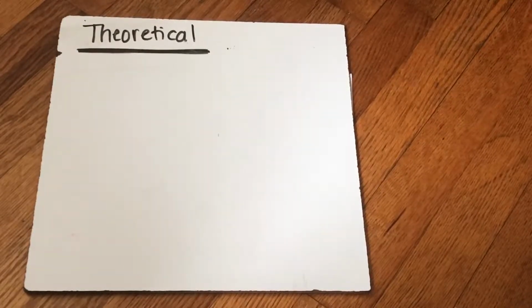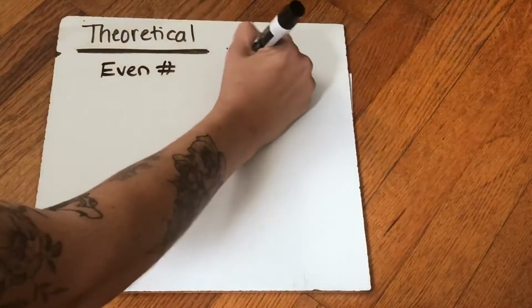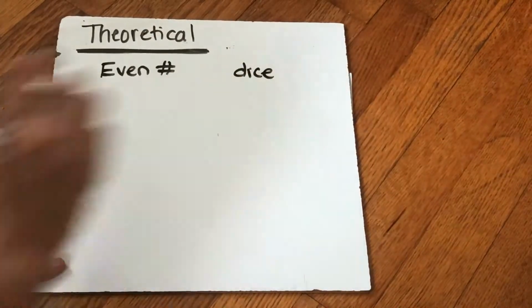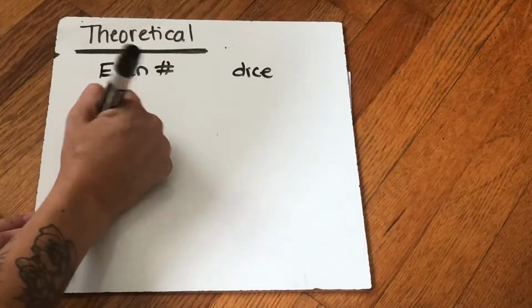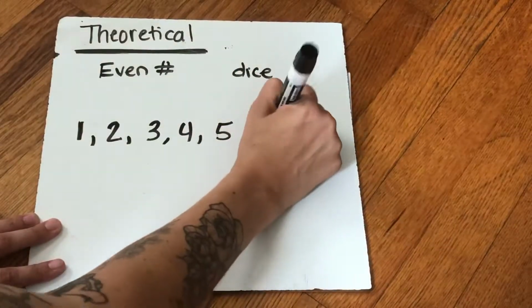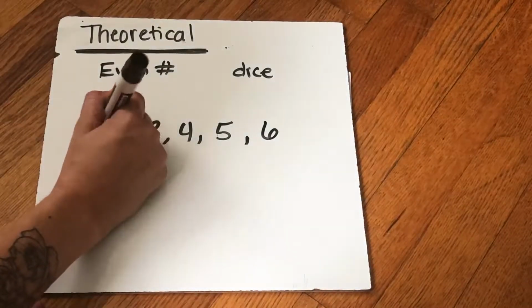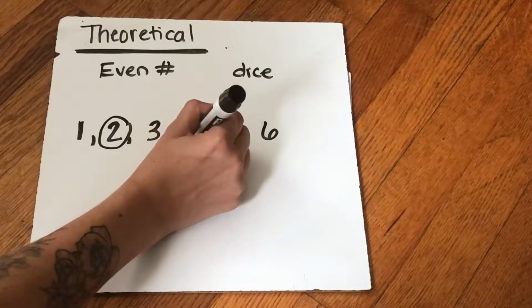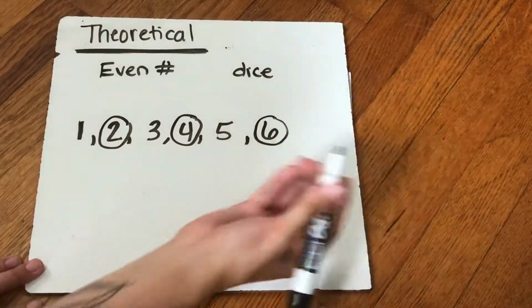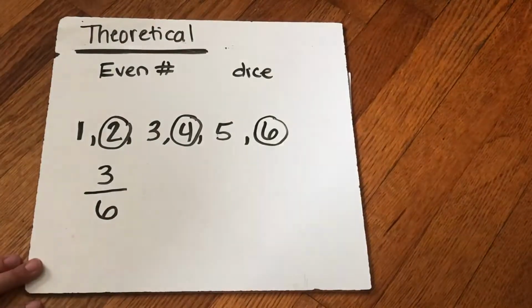So I'm going to solve it the theoretical way now. It said, what was the probability of rolling an even number? So I'm looking for an even number on a dice. Well, I know that dice have 6 options. I can roll a 1, a 2, a 3, a 4, a 5, or a 6. And I'm looking for even numbers. So 2 is even, 4 is even, and 6 is even. So 3 out of the 6 total options are even.